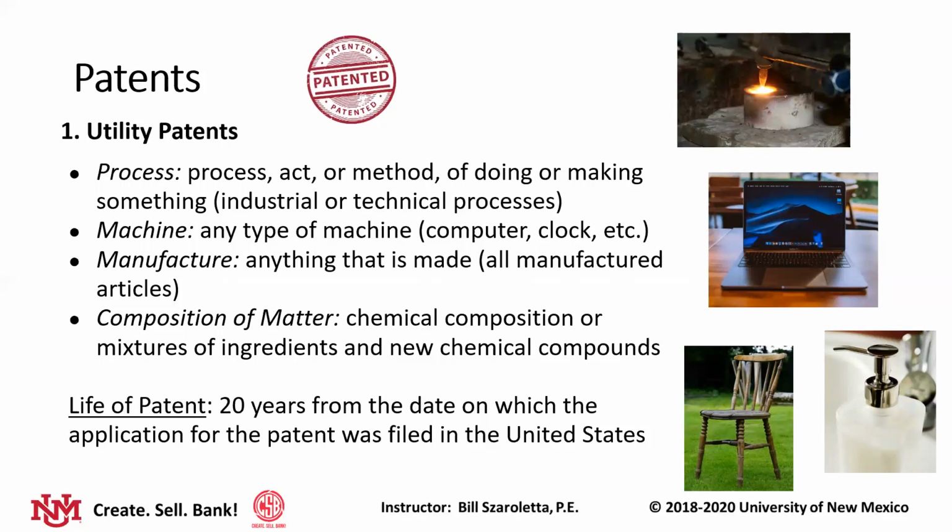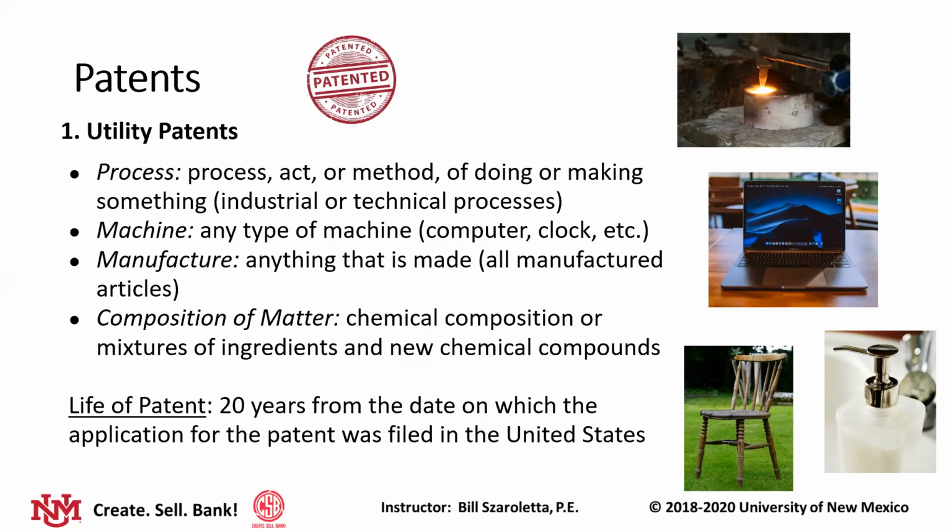The third category is a manufacture. This is anything that is made. This includes a table, a chair, a bed frame, anything essentially that you can manufacture. And the fourth is the composition of matter. This is a new chemical composition or a mixture of ingredients or a new chemical compound. This can include new formulations for soap or shampoo, and it can also include pharmaceuticals or new types of drugs, things like that.